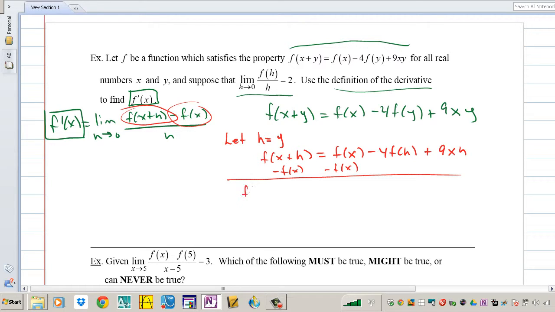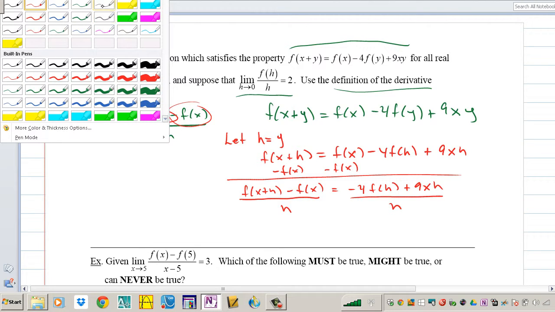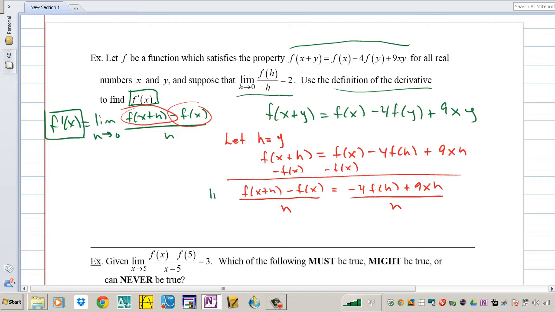So I get f of x plus h minus f of x equals negative 4 f of h plus 9xh. Now, in order for me to use the definition, I have to divide by h on both sides. And not only do I have to divide by h on both sides, but now I have to take the limit of both sides of the equation. The limit as h approaches 0.